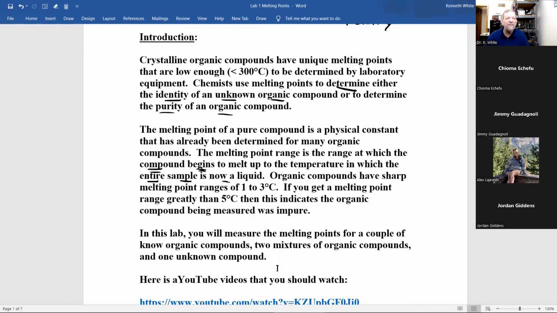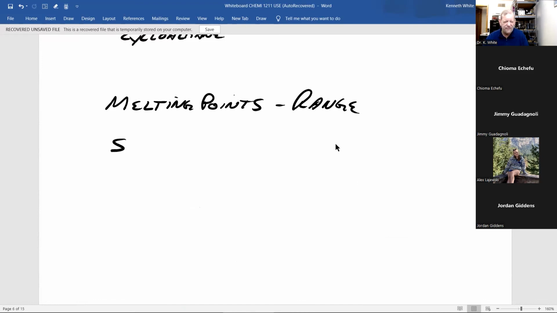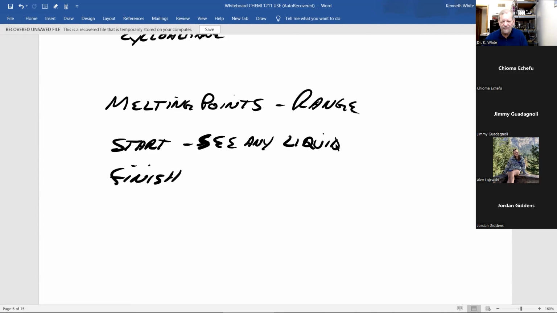So let's do that again. They're a range. The first number in the melting point for organic chemicals is when you see any liquid in your sample. And when it's all liquid, your sample, that's the finish.